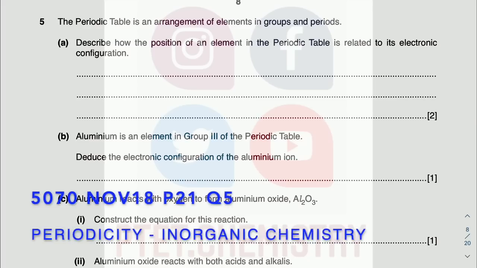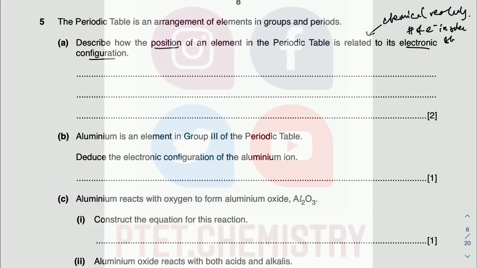Question 5. How does the position of an element relate to its electronic configuration? We talk about chemical reactivity. Chemical reactivity comes down to the number of electrons in the outer shell. It depends on your group number, right?